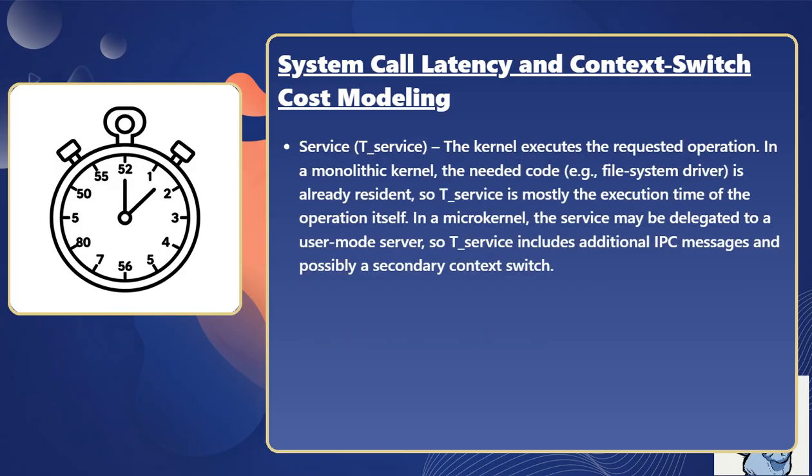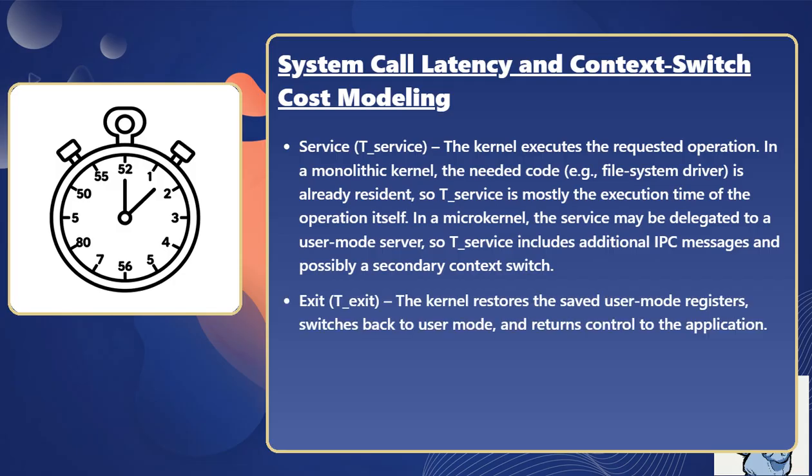Service: the kernel executes the requested operation. In a monolithic kernel, the needed code, for example a file system driver, is already resident, so T service is mostly the execution time of the operation itself. In a microkernel, the service may be delegated to a user mode server, so T service includes additional inter-process communication messages and possibly a secondary context switch. Exit: the kernel restores the saved user mode registers, switches back to user mode, and returns control to the application. The overall latency can be written as latency equals T entry plus T service plus T exit.